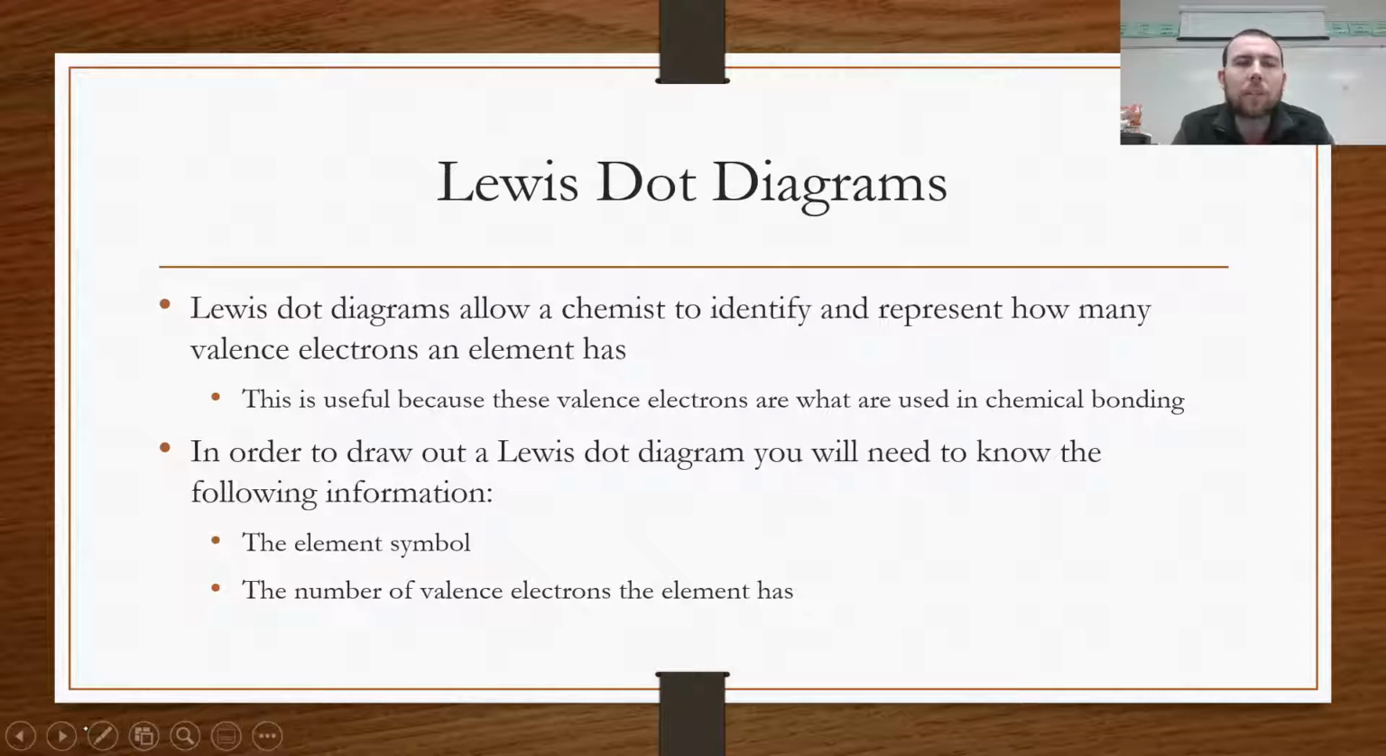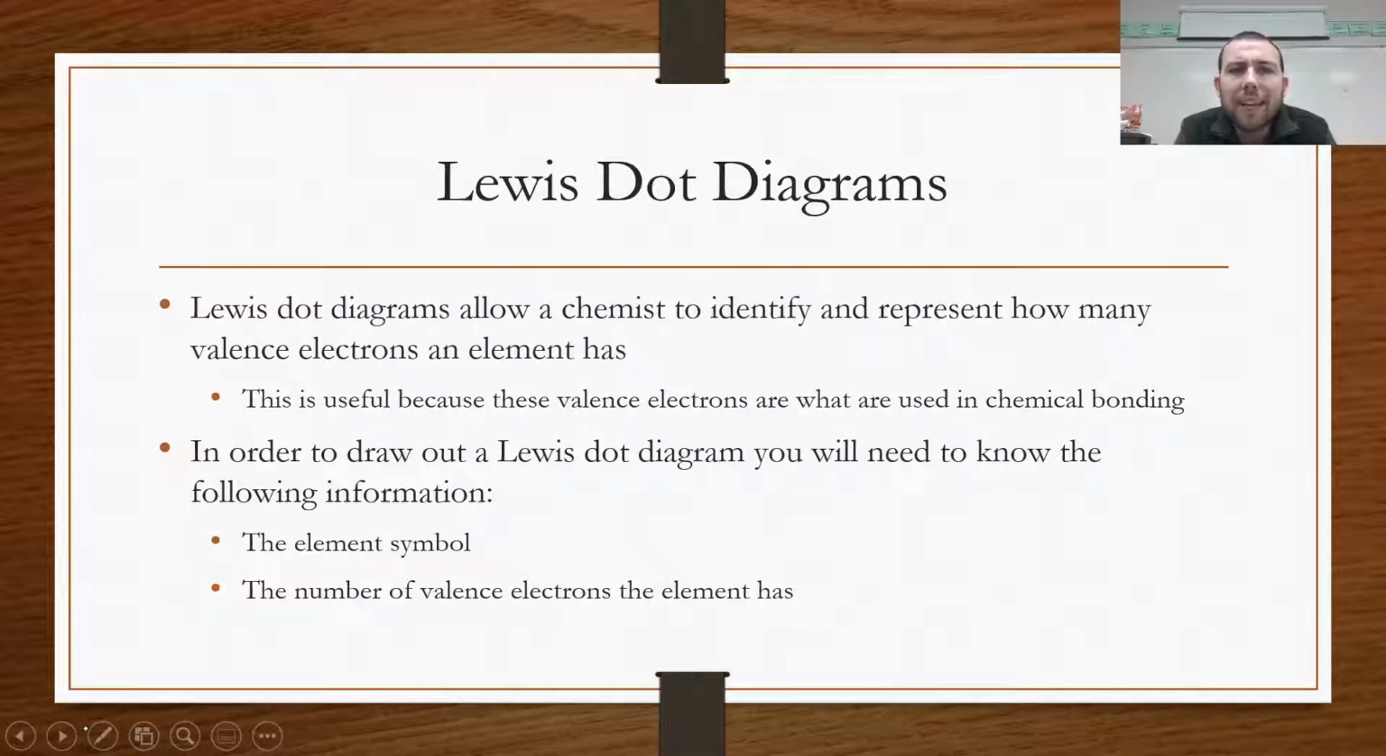I'm going to be looking at today how we can make Lewis dot diagrams, what they are, and how they're useful to us as chemists and scientists, and telling us information about the atom. Okay, and so Lewis dot diagrams, you could also hear them referred to as electron dot diagrams as well. So if you see either of those terms, just keep that in the back of your mind.